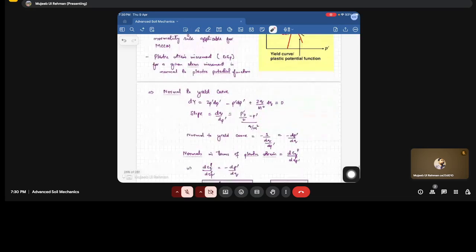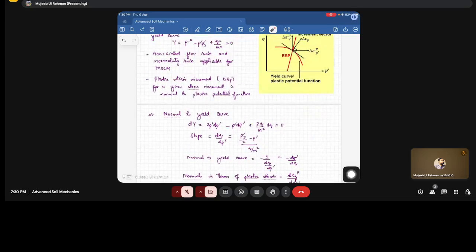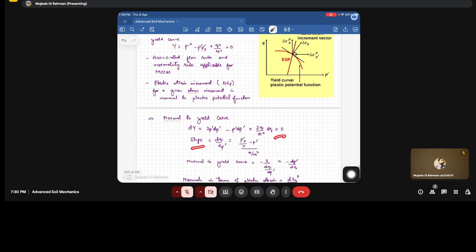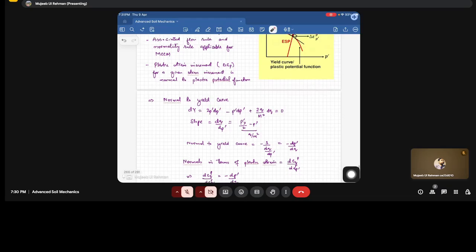First, the normal to the yield curve. We have the equation for the yield curve as per the modified Cam clay model, and since it follows the associated flow rule, the equation for the plastic potential function is the same as the yield curve. We differentiate it and equate to zero. We get the slope of the plastic potential function or yield curve. The slope is given by p dash by 2 minus p dash, divided by q divided by M square. For the normal to the yield curve, we know that the product of the slopes of the tangent and the normal is minus 1.